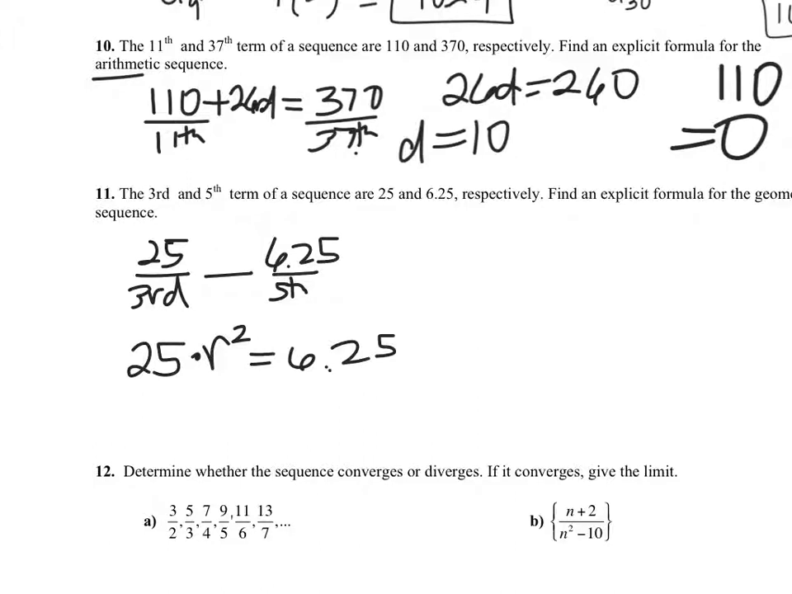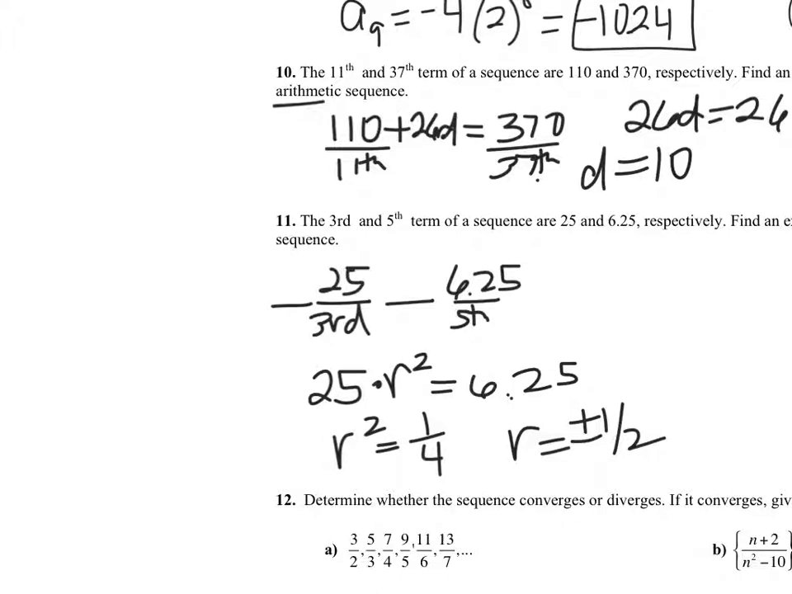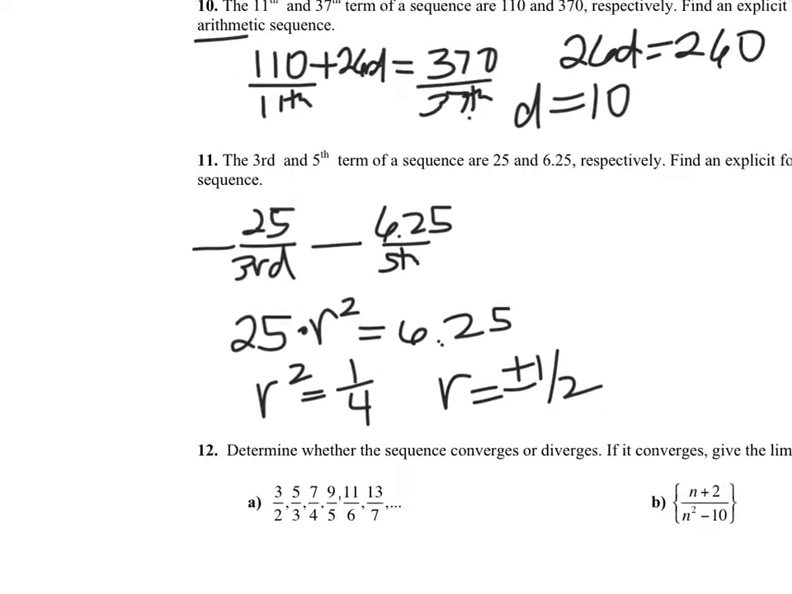Now, divide by 25. R squared equals 1/4, or 0.25, if you did it on your calculator. Take the plus and minus square root, and there's actually 2 answers to this. Okay? Because it's geometric, it could go positive, negative, positive, negative. So negative 1/2 would also be okay.